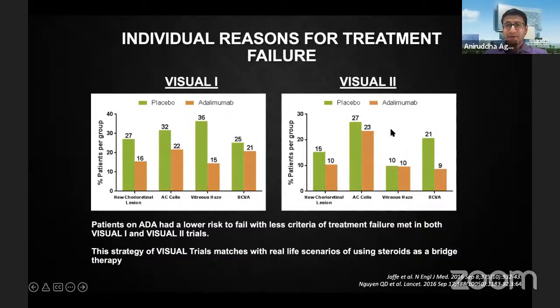So there are a number of treatment failures which happened, and that was the outcome measure in the Visual 1 and Visual 2. And the study showed that patients on adalimumab had a lower risk of treatment failure in both Visual 1 and 2. And this actually is very useful because it matches the real life scenario where we usually use corticosteroids for a short term and then switch to longer lasting biologics or immunosuppressive therapies.